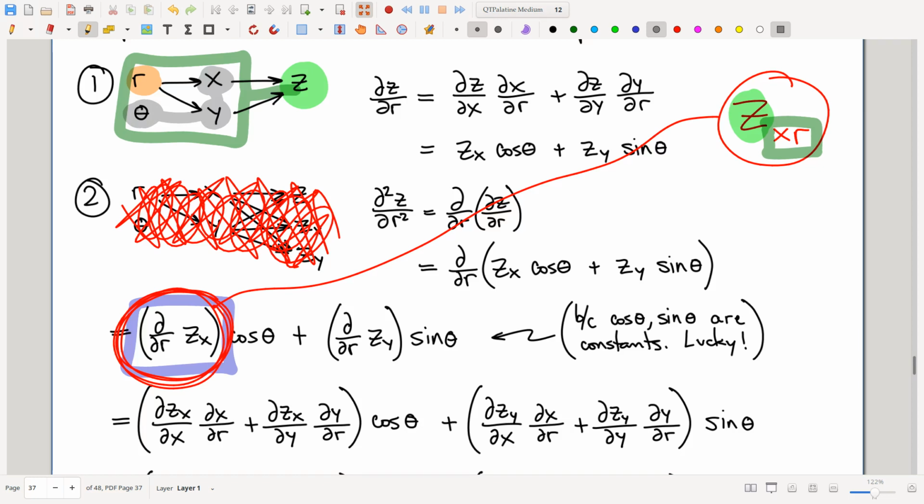You just can't do that, because x and y depend on r. You change r, you're going to change x and y. This doesn't make any sense. This is garbage nonsense. Everybody see how that's garbage nonsense?